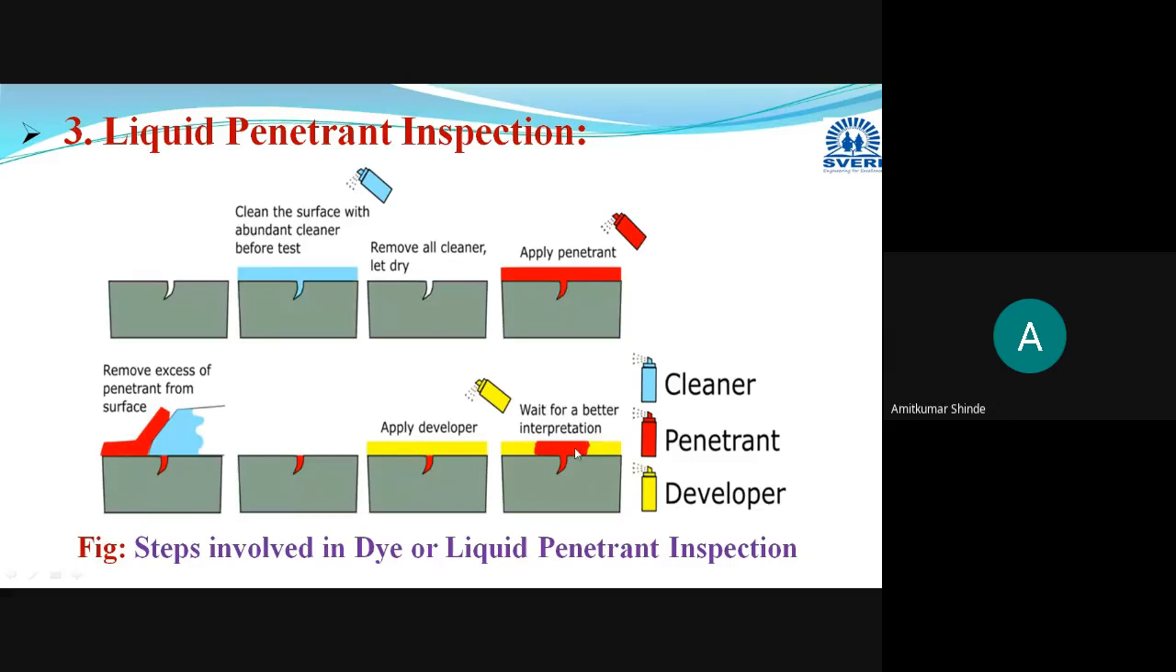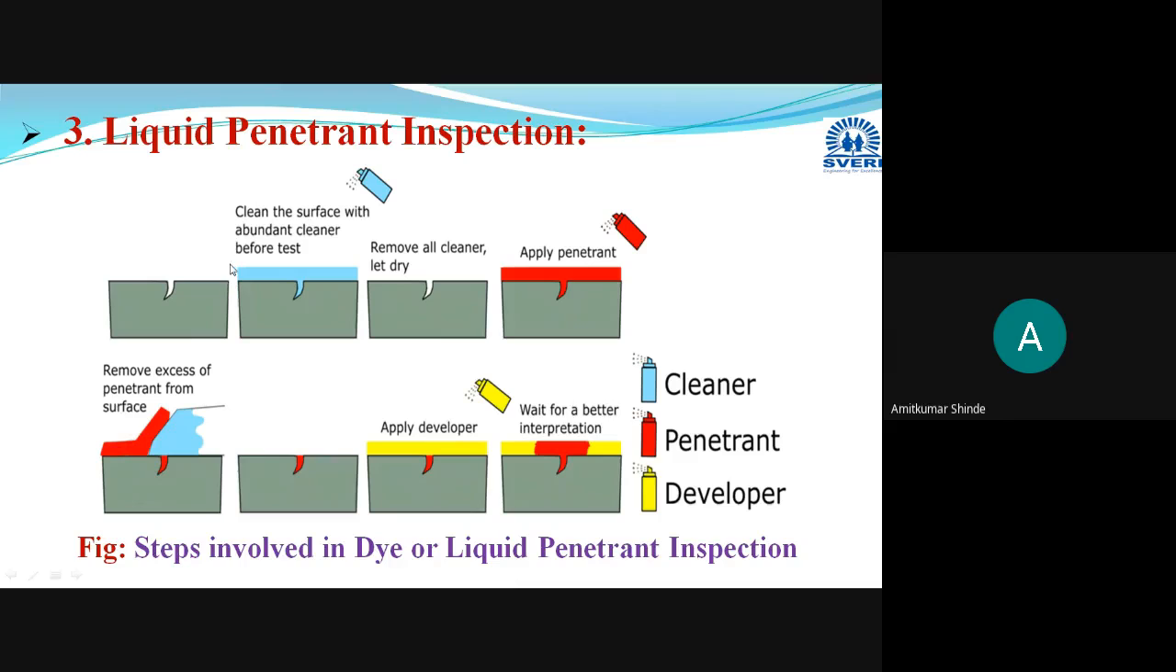Easily you can identify the shape, size, and nature or spot or location of that crack. So in this way, this liquid penetrant inspection method is conducted.